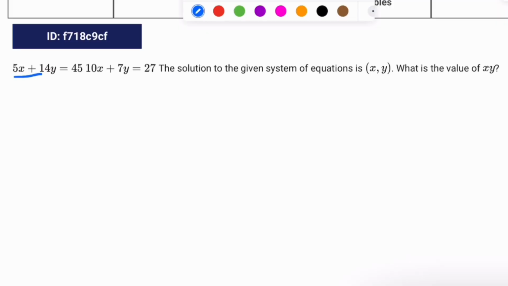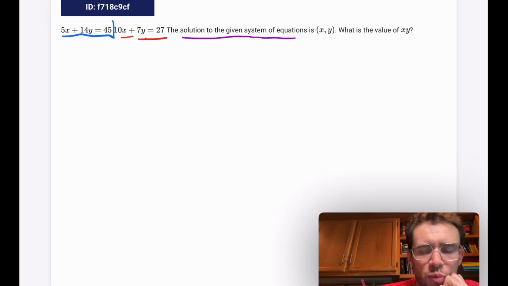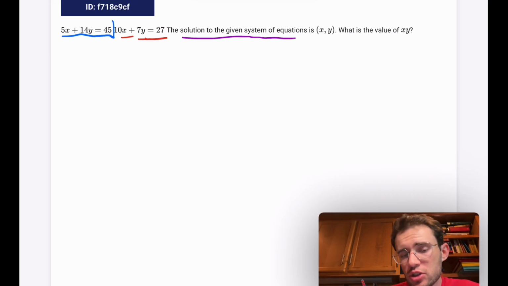Here we have 5x plus 14y equals 45, and 10x plus 7y equals 27. The solution to the given system of equations is (x, y). What is the value of xy? So we're trying to find what is x times y. All right, so this one, we could solve it through elimination. You could do substitution. Again, I probably would not do substitution in this case.